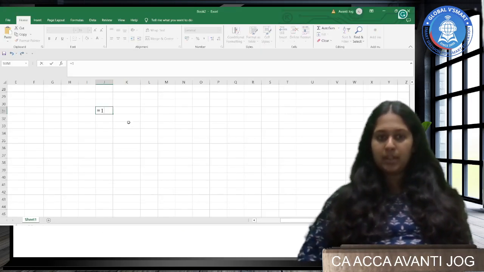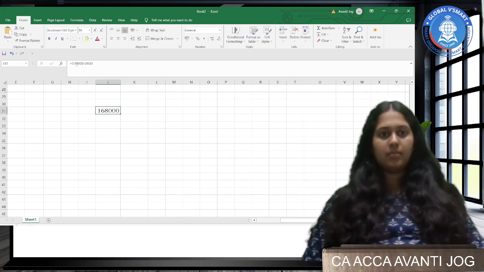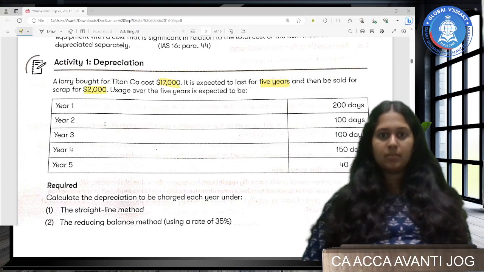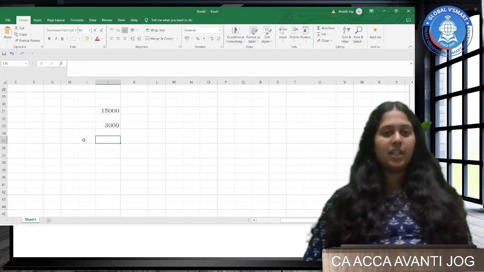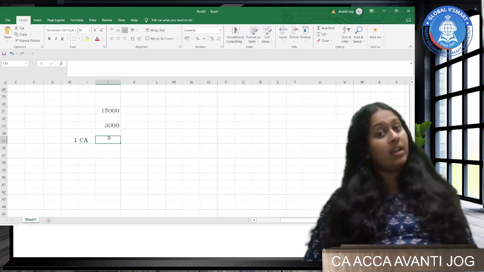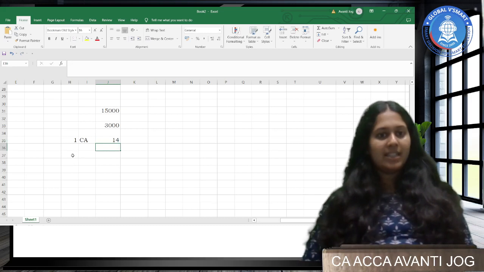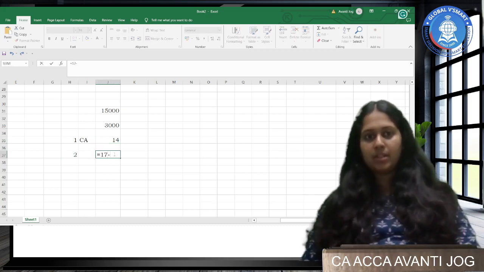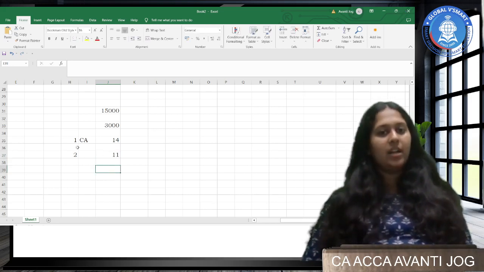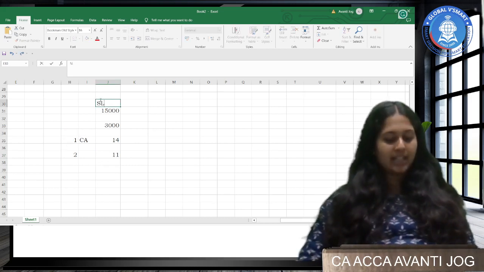SLM method is very simple. 17,000 minus a residual value divided by useful life. So every year the depreciation is 3,000. So at the year end of year one, carrying amount will be, as I said, carrying amount is historical cost minus depreciation. So 17,000 minus 3,000, which is 14,000. Second year, the carrying amount will be 17,000 minus 3,000 minus second year ka 3,000, which is 11,000, so on and so forth, correct? So carrying amount is cost minus accumulated depreciation. So this is how SLM will work.